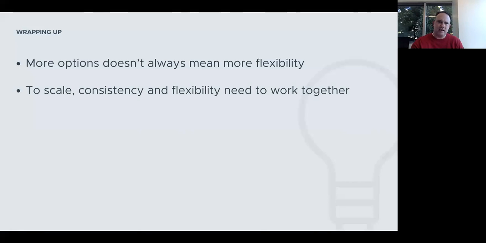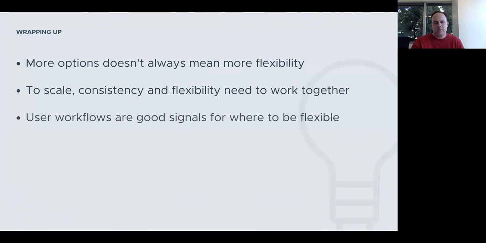To scale, you've got to have both. As your team grows, as your company grows, you're going to need to find a way for consistency and flexibility to work together. To do that, look at how people are using your products. It's super important to be plugged in to how the stuff's being consumed in applications and by end users. By paying attention to those, there'll be good signals for where you can break consistency, or where you need to go all in on it.